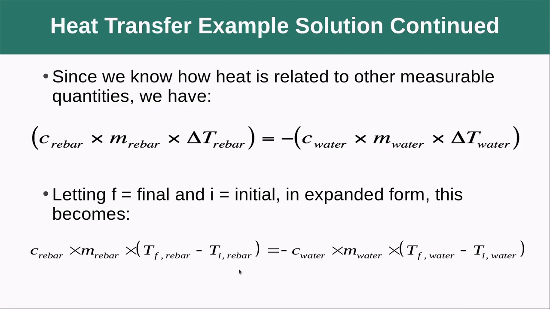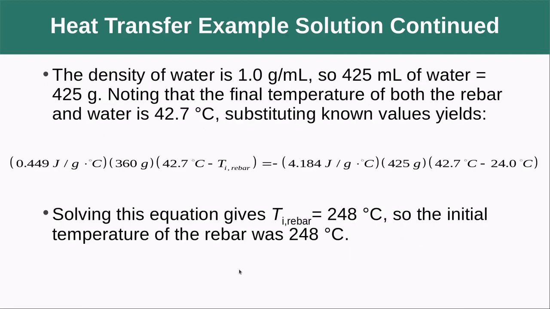So if we start plugging in all those values, the one that we got from table 5.1 for the specific heat of the rebar, the mass of that rebar, its final temperature, which is going to be the same as the water, because remember they came to thermal equilibrium, right? And then we have the specific heat for the water, we have the mass of the water, and we know that the water was initially at 24.0 degrees Celsius.